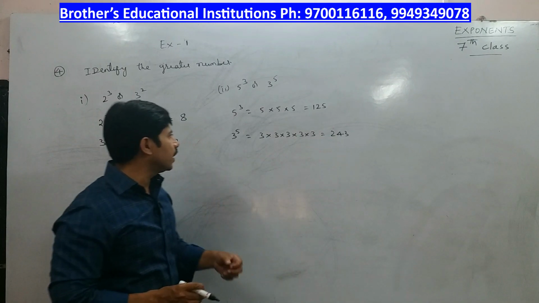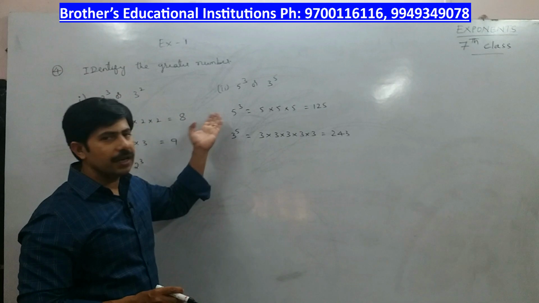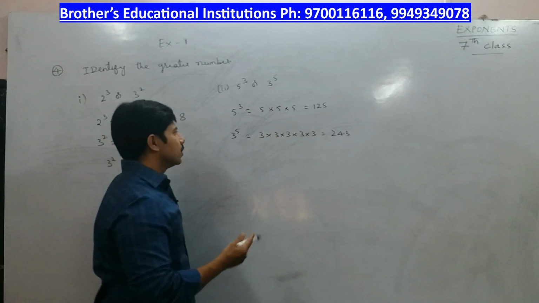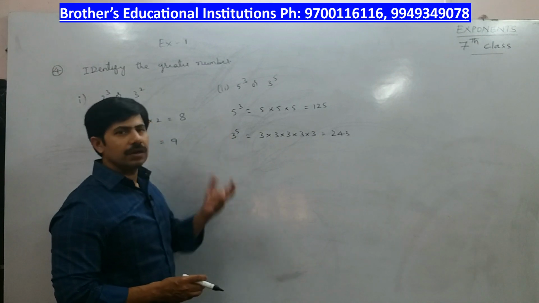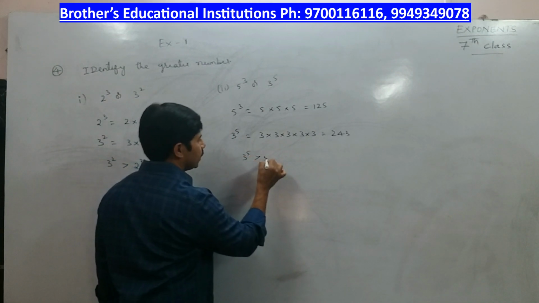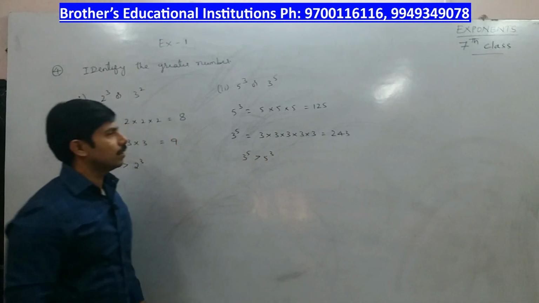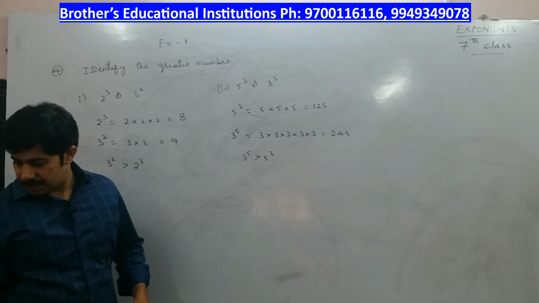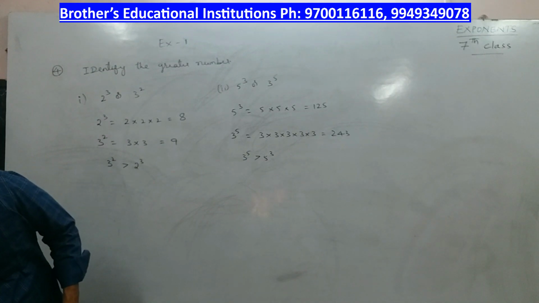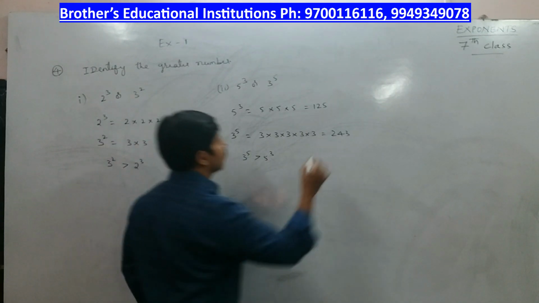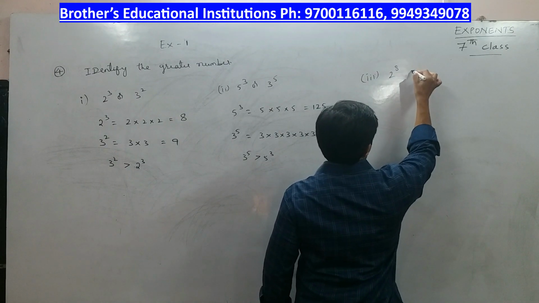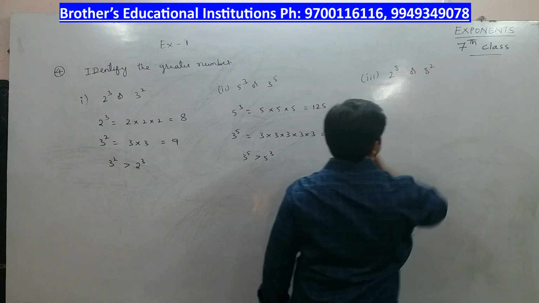So which is greater? 3 power 5 is greater than 5 power 3 because 243 is greater than 125. So we write 3 power 5 is greater than 5 power 3. Okay, the second one is completed. Then we have one more problem, that is 2 power 8 or 8 square.